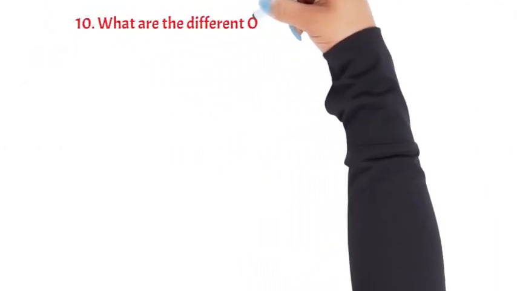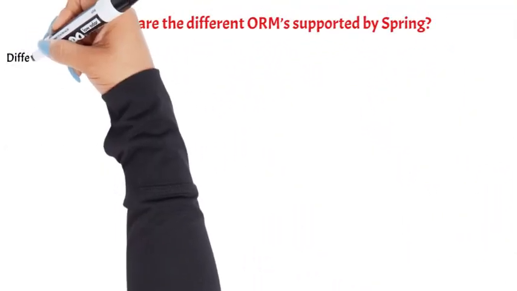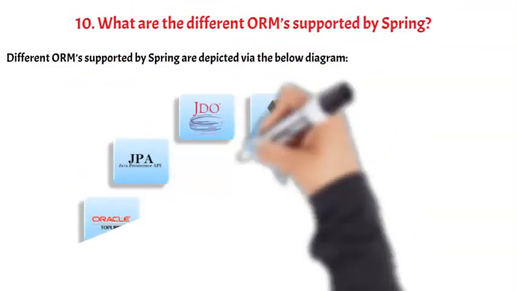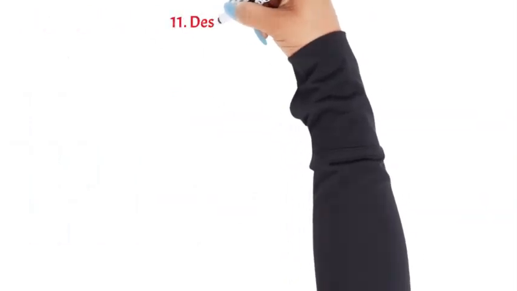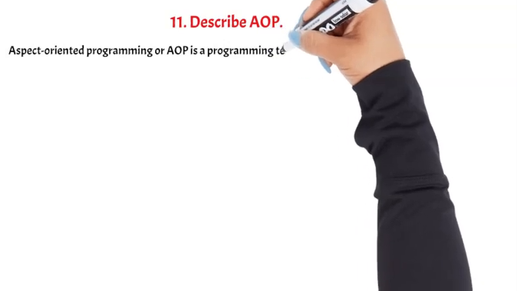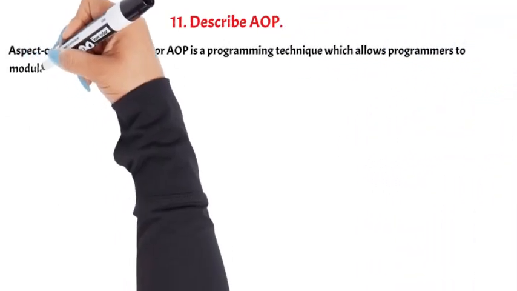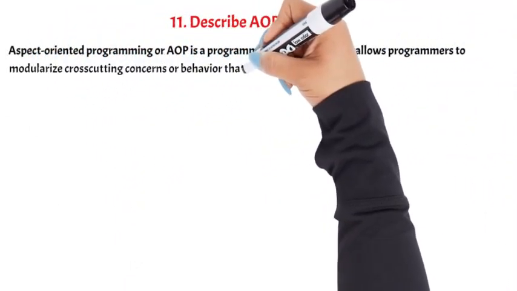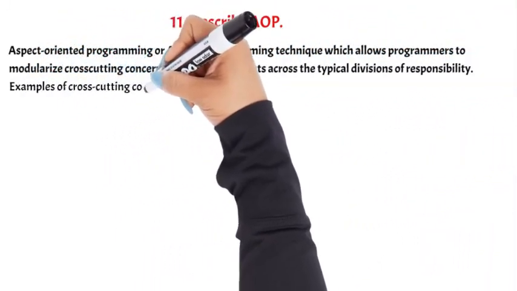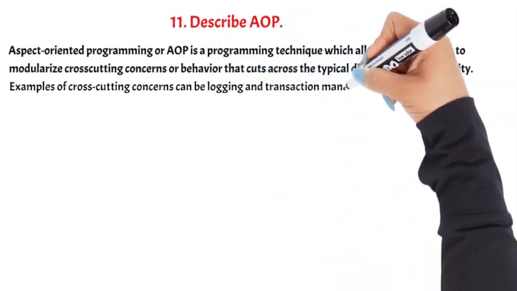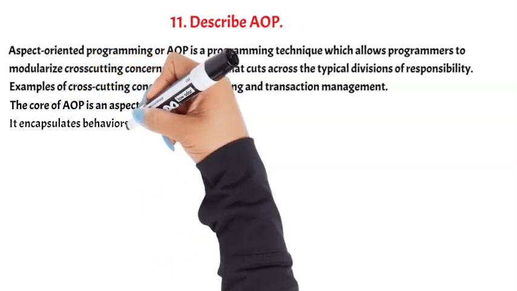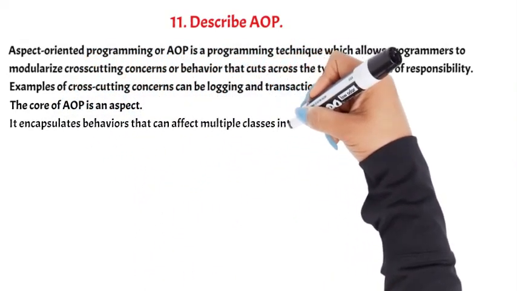10. What are the different ORMs supported by Spring? Different ORMs supported by Spring are depicted via the below diagram. 11. Describe AOP. Aspect-oriented programming, or AOP, is a programming technique which allows programmers to modularize cross-cutting concerns or behavior that cuts across the typical divisions of responsibility. Examples of cross-cutting concerns can be logging and transaction management. The core of AOP is an aspect. It encapsulates behaviors that can affect multiple classes into reusable modules.